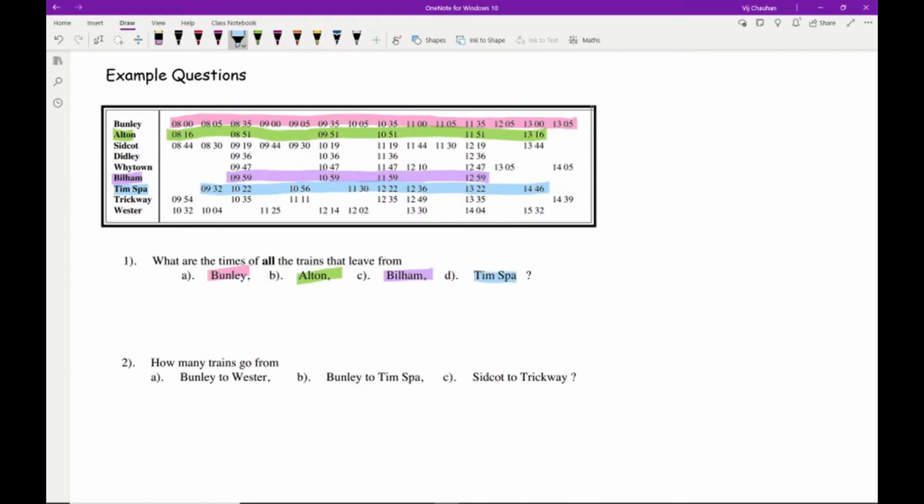So for question 2, and obviously you need to make sure you're writing those times down. I'm being particularly lazy by using a highlighter. So for question 2, it says how many trains go from Burnley to Wester? So for this, let me just get a different colour pen. Well, actually, let me just get rid of these highlighting, like so. So for Burnley to Wester, what I'm looking for is trains.